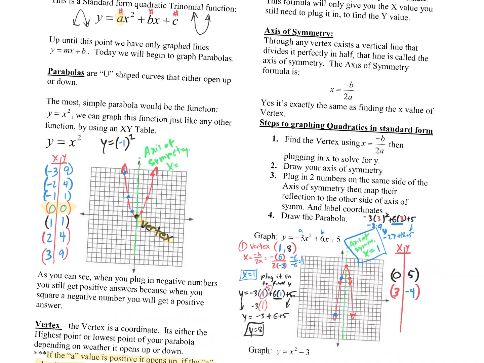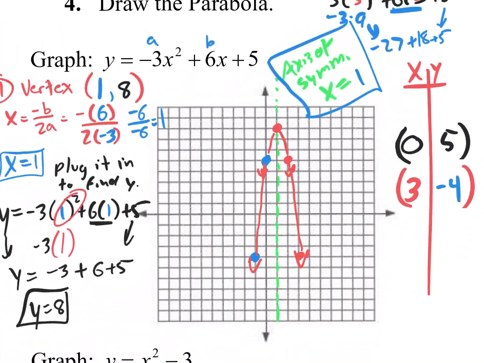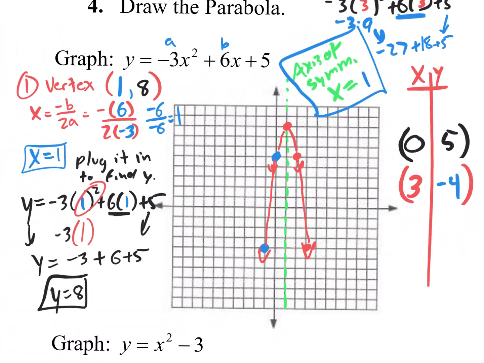So just to review, we graphed this guy yesterday, and we noticed that the a value is negative. That's why it's opening down. And the a value is actually a -3. That 3 causes it to get vertically stretched. So it's a little bit narrower than your regular U-shaped curve.